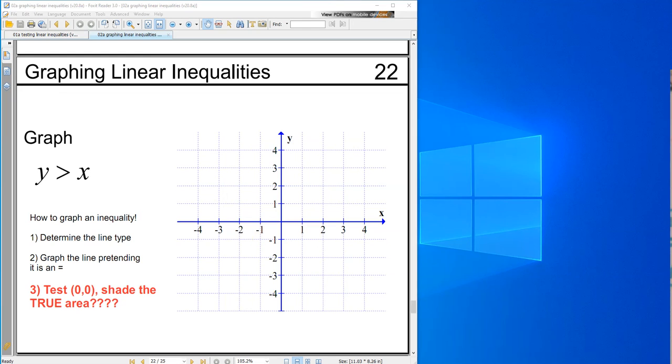Ooh, all right. Solid or dashed? It's dashed, right? And this is really y equals 1 over 1x plus 0. Okay, start right here. Up 1 over 1, up 1 over 1. Here we go. There's my line. And it's dashed.